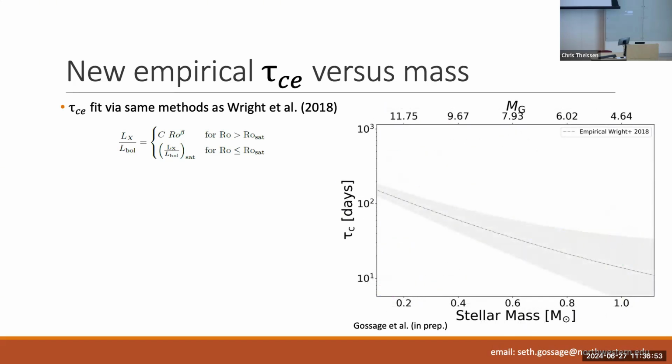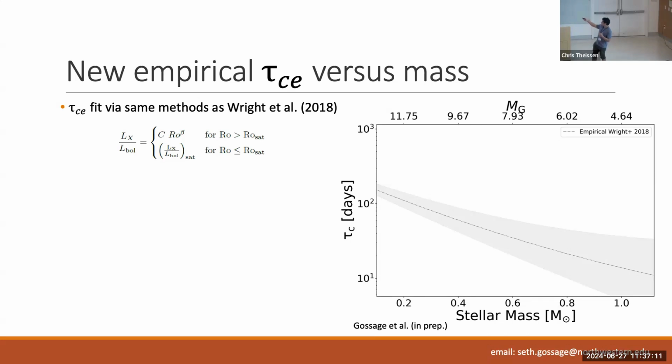So first, I'm showing you the empirical relationship again from Wright et al. 2018. Now the stellar mass is decreasing, going from right to left. And you can see the convective turnover time increase as the mass decreases. We have Gaia G band magnitudes corresponding to the lower masses here on the upper axis for comparison.